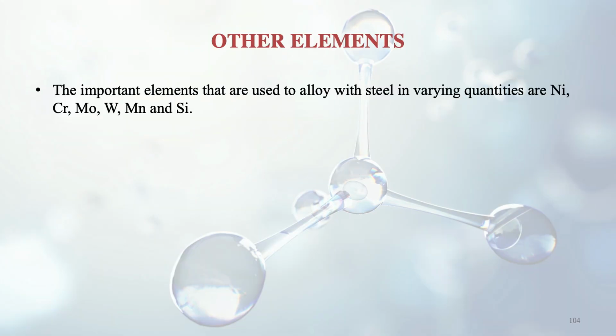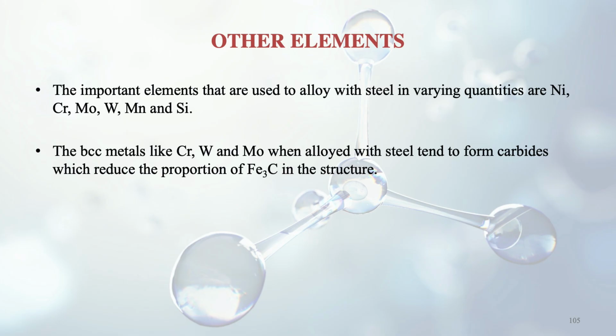So there are other important elements that are alloyed with steel in small or varying quantities, like nickel, chromium, molybdenum, tungsten, manganese and silicon. Some of these we have discussed earlier. So BCC metals, the body centered cubic metals, like chromium, tungsten and molybdenum, when alloyed with the steel, tend to form carbides, and these then reduce the proportion of Fe3C in the structure. So these will react with the carbon, and obviously iron carbide will decrease in the structure.